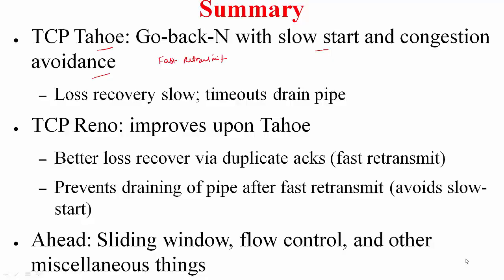So the problem with TCP Tahoe is that the loss recovery is slow and it drains out the pipe during the timeouts. Reno addresses these problems via the fast retransmit, where it recovers losses via duplicate acknowledgements, and it uses this fast recovery to prevent the draining of the pipe. Up ahead, we will put everything in the context of the sliding window protocol. We will also address flow control and a few other miscellaneous issues.